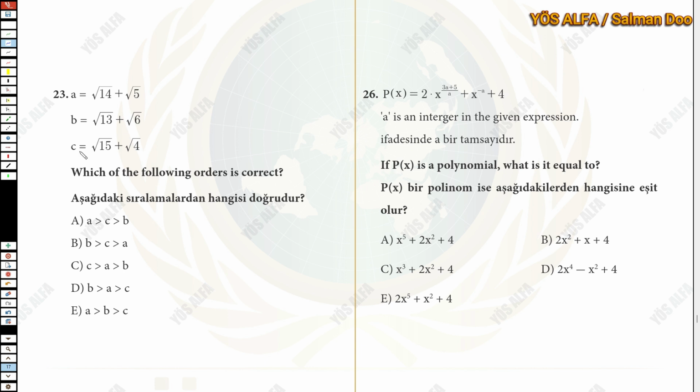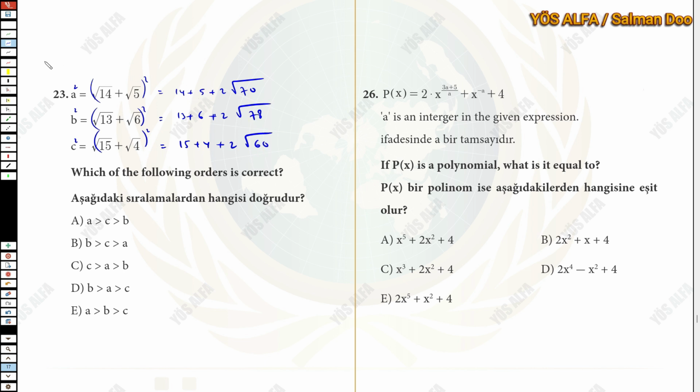23. A, B, and C are given this way, and we're asked to find the order from the largest to the smallest. So it's a little bit difficult to make the comparison as they are. So I'm going to square both sides of this expression. So A squared is 14 plus 5 plus 2 times 14 times 5, which is 70. So B squared is going to be 13 plus 6 plus 2 times 13 times 6, which is 78. For C squared, we have 15 plus 4 plus 2 times 15 times 4, which is 60.